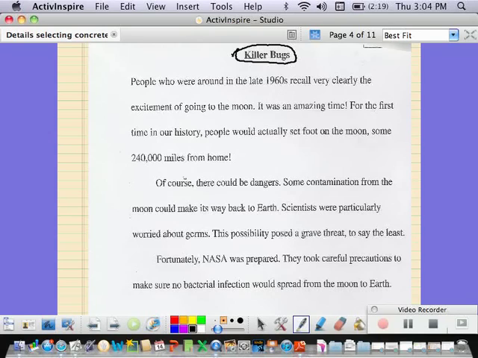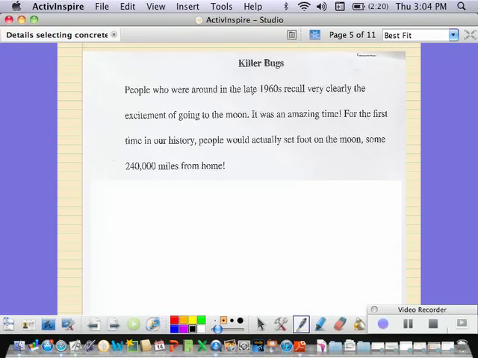People who were around in the late 1960s recall very clearly the excitement of going to the moon. It was an amazing time. For the first time in our history, people would actually set foot on the moon some 2,400 miles from home. Of course, there could be dangers. Some contamination from the moon could make its way back to Earth. Scientists were particularly worried about germs. This possibility posed a grave threat, to say the least. Fortunately, NASA was prepared. They took careful precautions to make sure no bacterial infection would spread from the moon to the Earth.